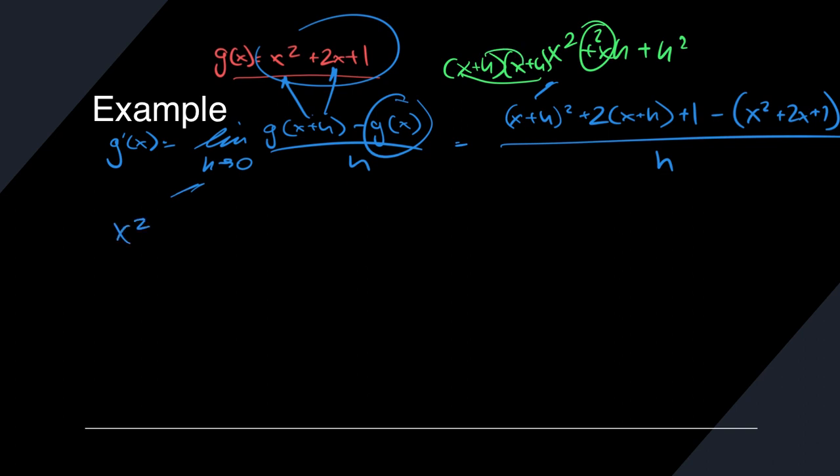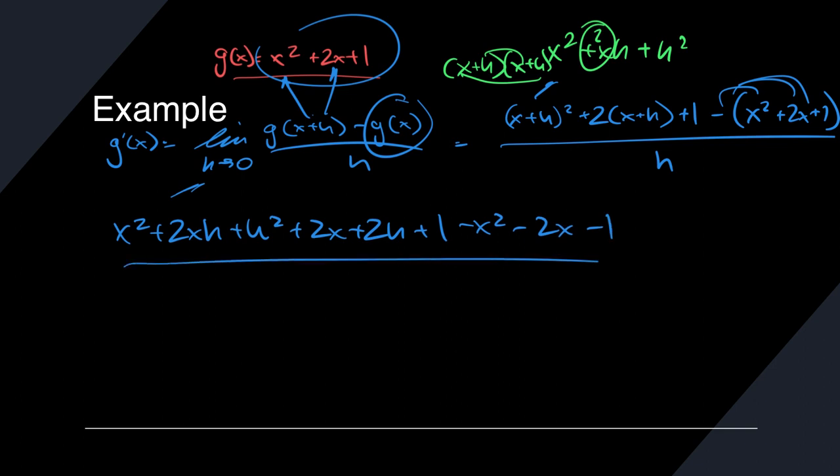So x squared plus 2xh plus h squared plus 2x plus 2h plus 1 minus x squared minus 2x. I'm distributing this negative in here. Minus 1 all over h. That is quite a bit. But the good news is we get to cancel some things out.